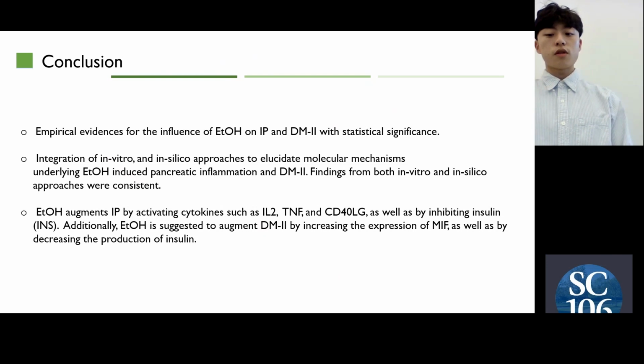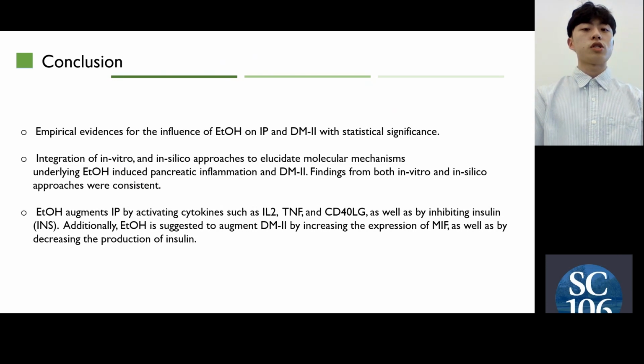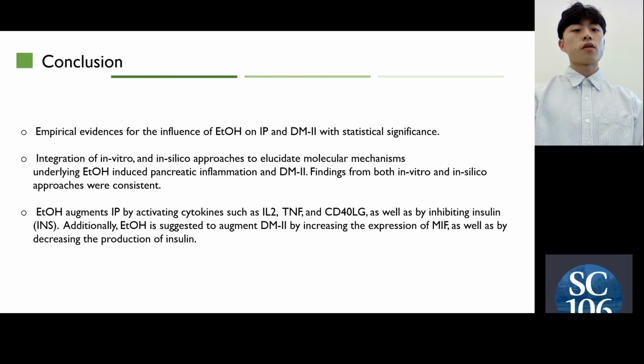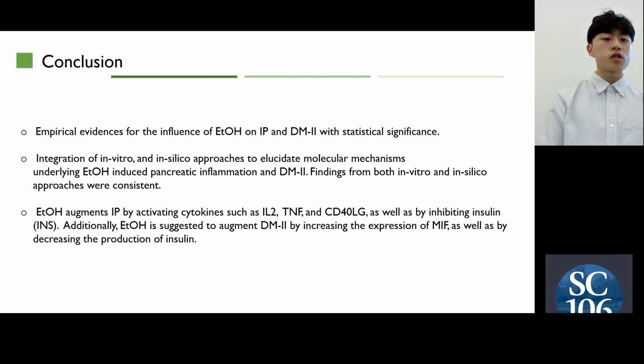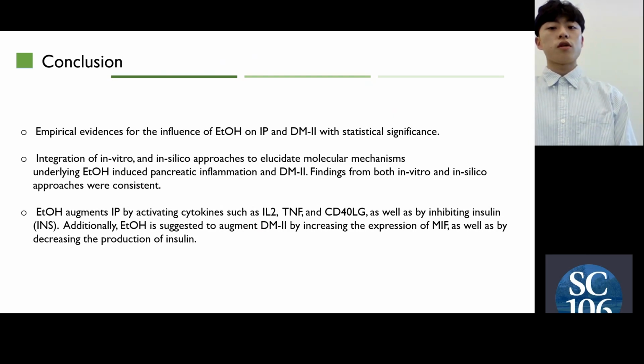So based on the figures seen in the previous slide, ethanol does seem to augment IP by activating cytokines such as IL-2, TNF, and CD40LG, as well as by inhibiting insulin and insulin receptors 1 and 2. Ethanol is additionally suggested to augment DM2 by the expression of MIF, as well as by decreasing the production of insulin.